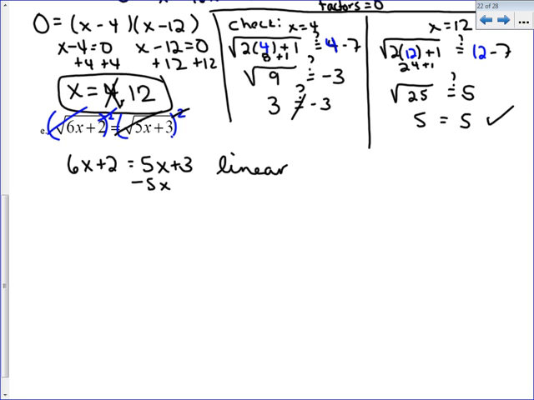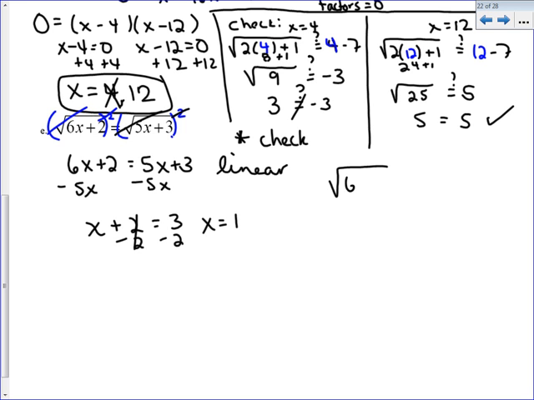So just x's to one side, numbers to the other. I'm going to subtract the 5x, so I get x plus 2 equals 3. Subtract the 2. So I get x equals 1. Do I have to run a check on that, or am I good? I gotta check square roots. Stupid square roots. Gotta check it, square roots.